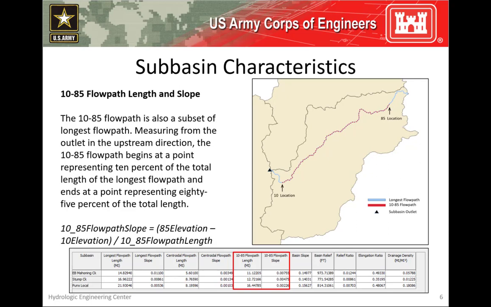The 10-85 flow path is also a subset of the longest flow path. In the graphic here, if you think of the subbasin outlet as point 0 and the most hydraulically remote point as 100, then the 10-85 flow path extends from the 10% location to the 85% location. The 10-85 slope is simply the elevation difference between these 2 points divided by the length of the 10-85 flow path.